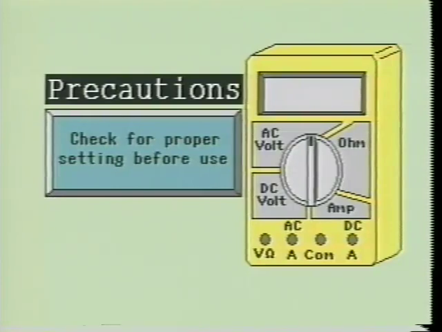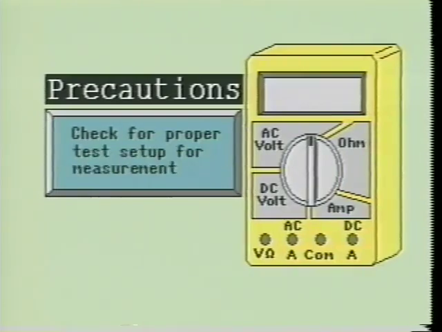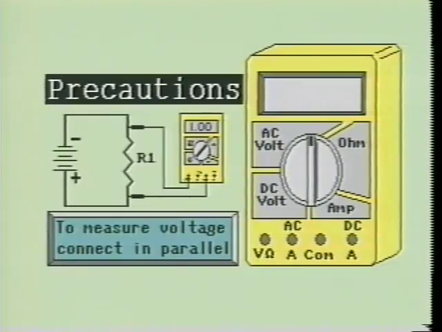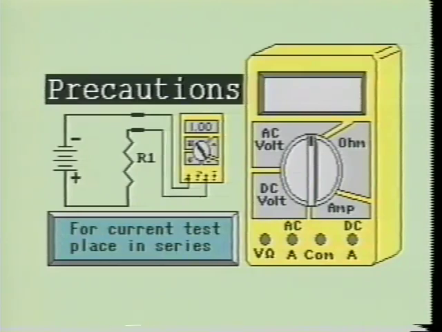First, make certain the meter is set on the proper unit of measurement: AC volts, DC volts, DC amps, or resistance. Second, make sure the meter is connected properly in the circuit for the test being performed. To measure the voltage drop across a component, the meter should be placed in parallel with the device under test. To make current measurements, the meter must be placed in series with the component so the current flows through the meter and the component under test.